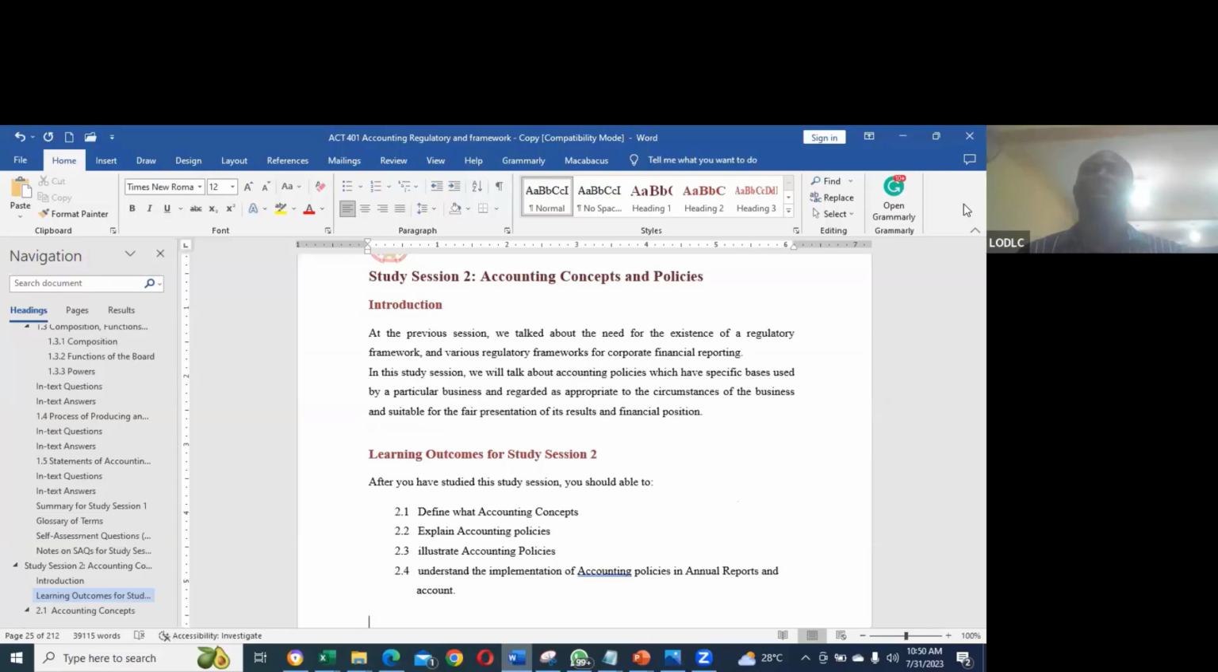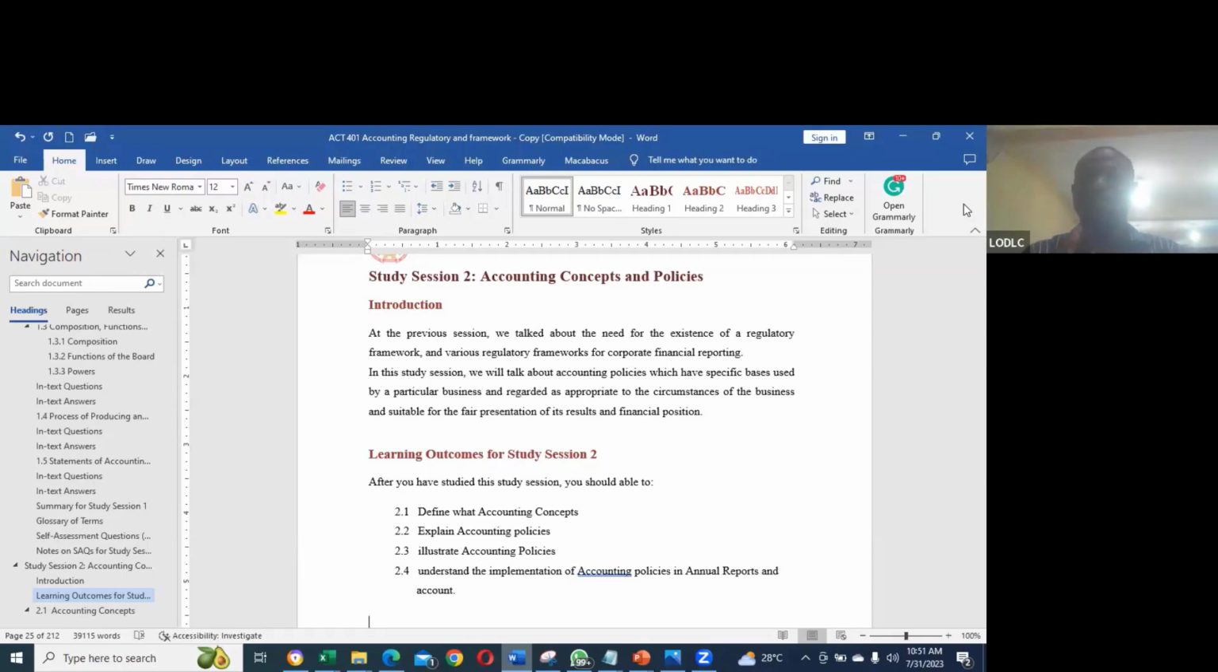You know, I said something the other time: the end product of every accounting information is to produce a financial report. And the financial report that we are producing is not for our own consumption, it's for the consumption of what? The users. That is the users of accounting information. So once they have this information, they'll be able to make an informed decision. But before a particular statement, let me say financial statement, can be prepared, the accounting concepts and policies must be strictly adhered to.